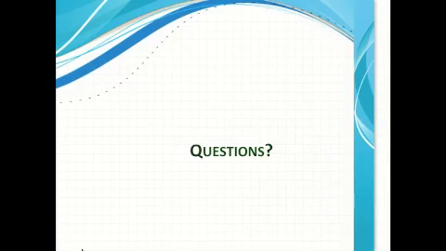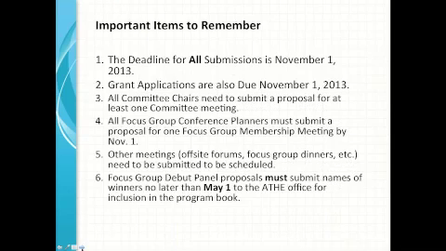Great. So here are some important dates to remember, and this date is approaching soon. The deadline for all submissions is November 1st. Pretty much everything is due November 1st. Grant applications are due November 1st. All focus group conference planners and committee chairs need to submit a proposal for at least one business meeting or membership meeting. That needs to be submitted as a session proposal by November 1st.